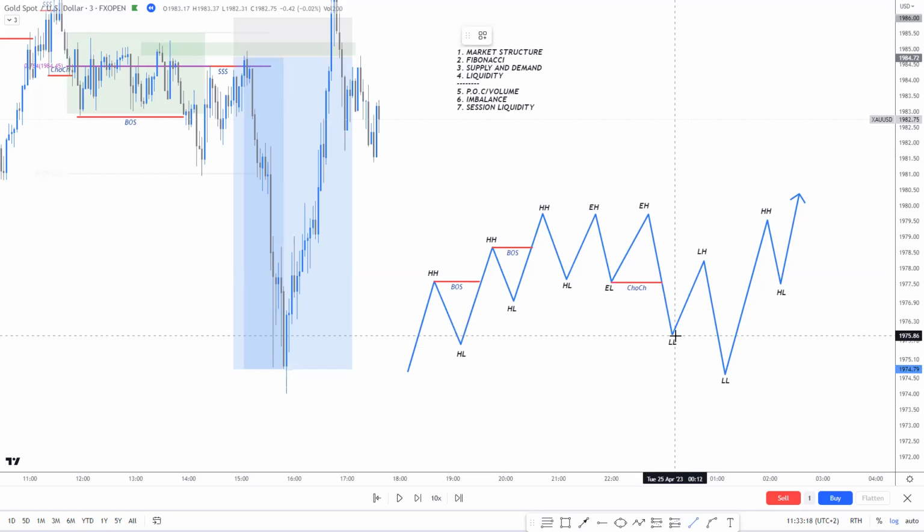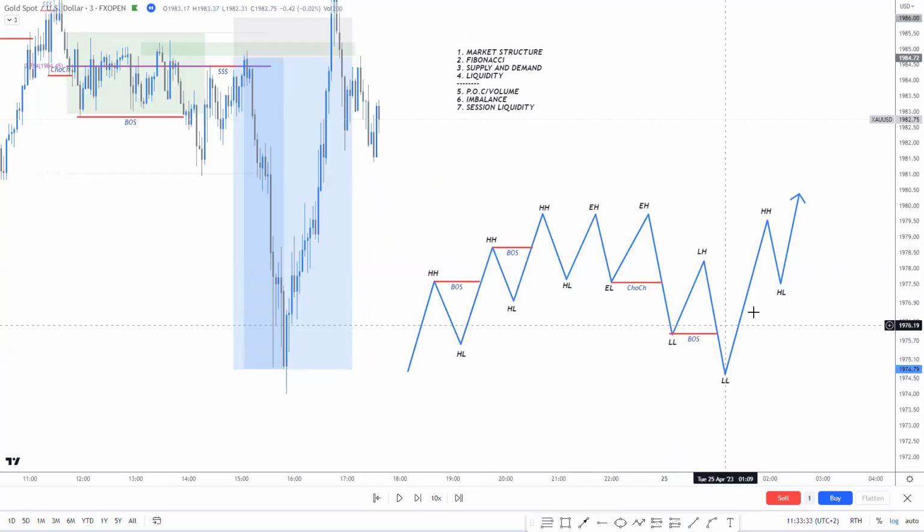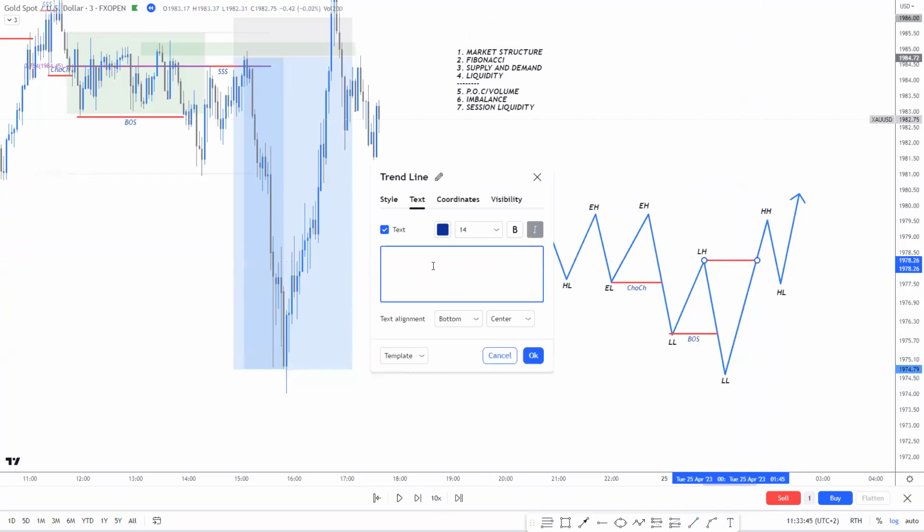And then again, price now breaks the low to create a new lower low. This one is called, but this is too easy. I know you all know, yeah, break of structure. But then price from the lower low breaks the last lower high. And what is this? Change of character, exactly.